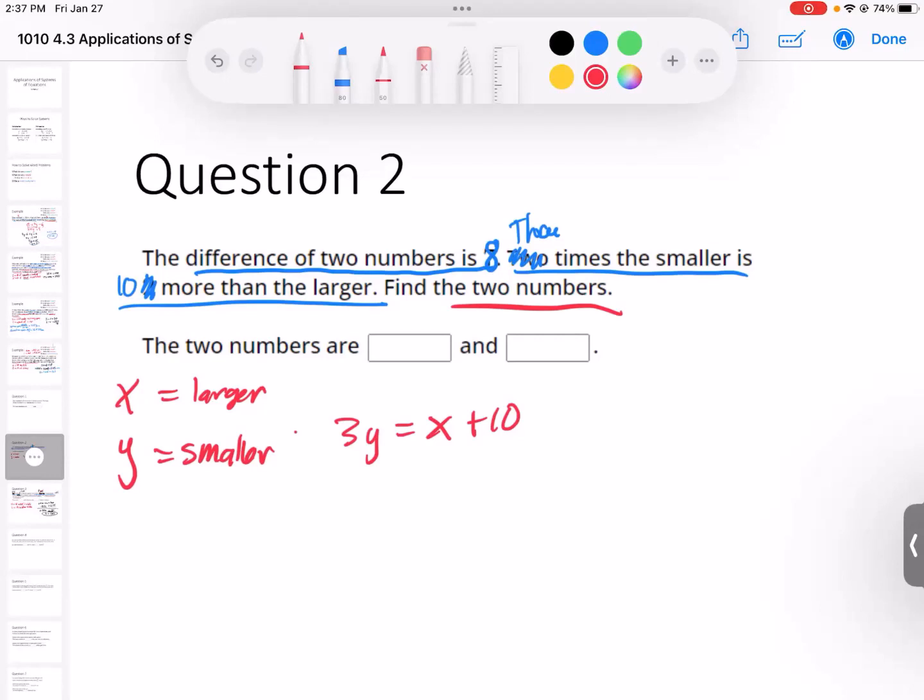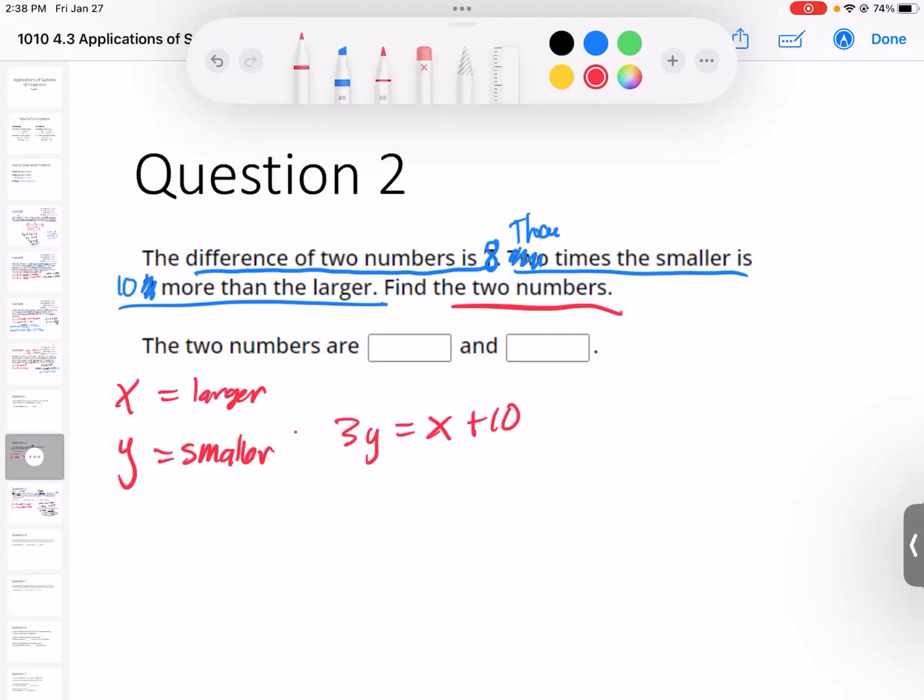So I would just read the sentence and translate it as I go. It says 3 times the smaller. Well, the smaller you defined to be Y, so you do 3 times Y. Is, well, that means equals. 3 times the smaller is 10 more than the larger, so these two things are equal to each other. 10 more than the larger is whatever the larger number is plus 10. And so that would be that sentence. And I think what you said actually was the same: X plus 10 equals 3Y, which is the same equation.